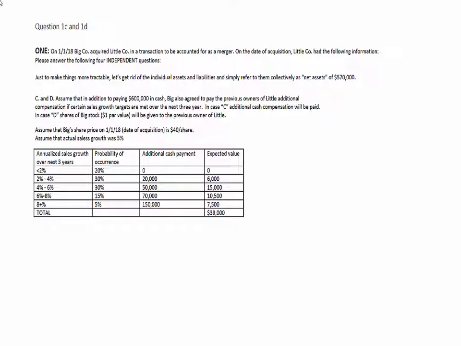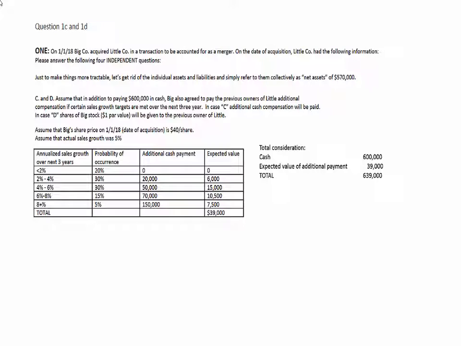Now, that $39,000 is guaranteed to be incorrect. There's no way we're going to pay $39,000. We'll either pay 0, or we'll pay $20,000, or we'll pay $50,000, or we'll pay $70,000, or we'll pay $150,000, but we will not pay $39,000.